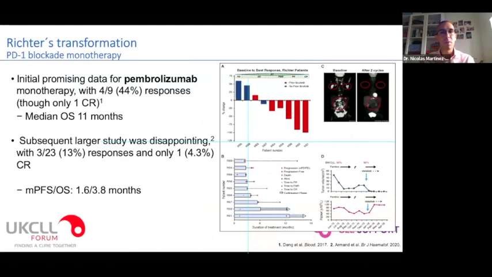Richter's, so PD-1 blockade. There was initial promising data of pembrolizumab with a median overall survival of 11 months in a very small cohort with 44% responses. There was a phase 1 study, and they went on to do a larger study, and then the results were really disappointing, with only a 13% response rate and a median PFS and overall survival which was really poor. And that has also been the case for other PD-1 inhibitors. So I guess this slide is just to tell you that PD-1 inhibition on its own is unlikely to be further pursued in Richter's, because the responses are not great.